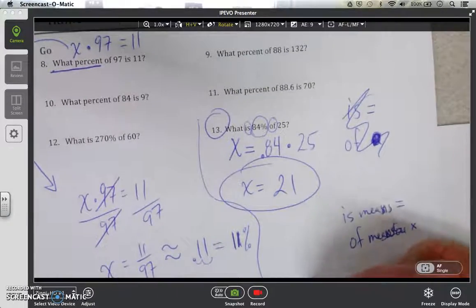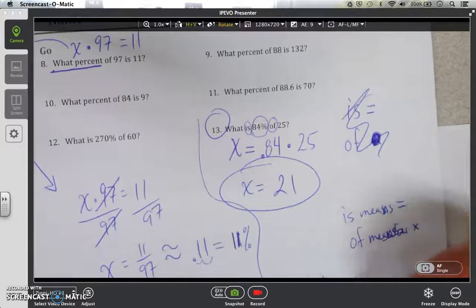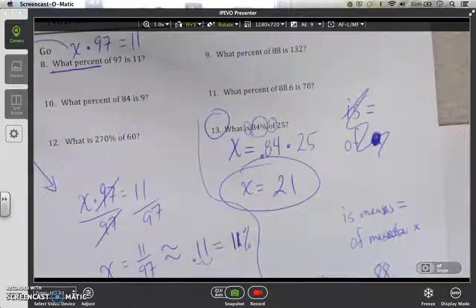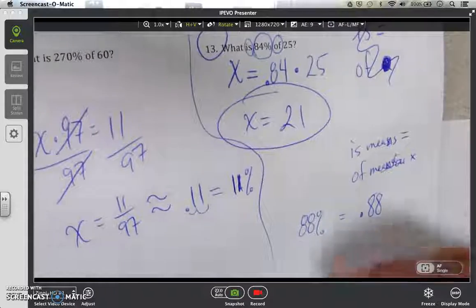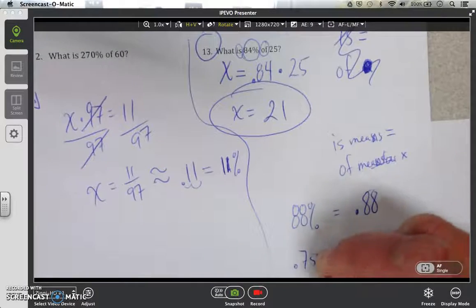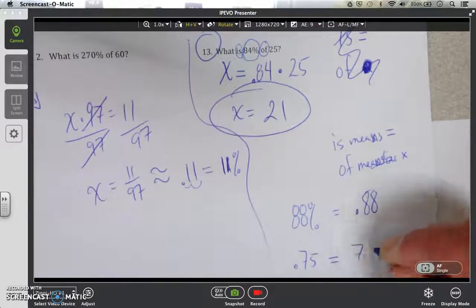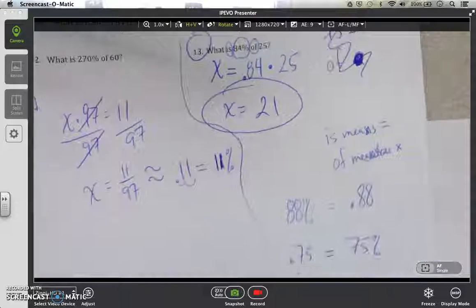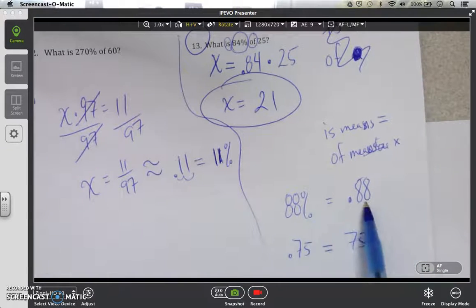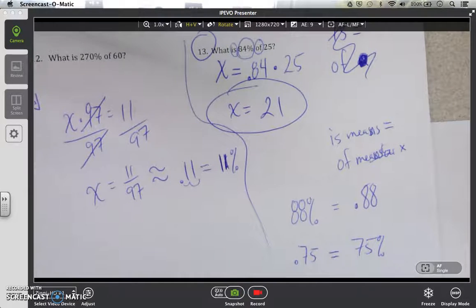And the final thing is if you have like 88%, that's 0.88. Or if you have like 0.75, that's the same as 75%. So you want to be comfortable going backwards and forwards from percents to decimals, decimals to percents. Okay, that's pretty much it.